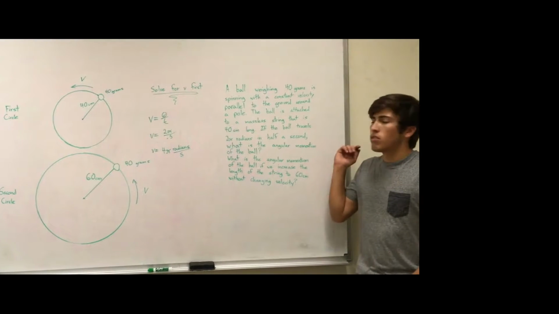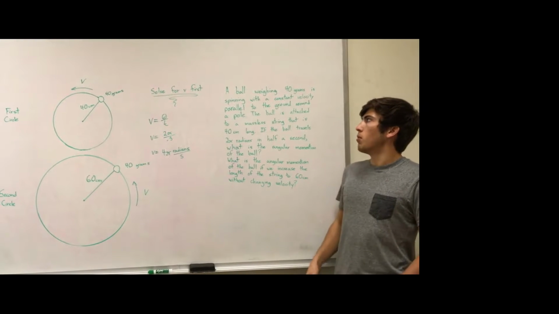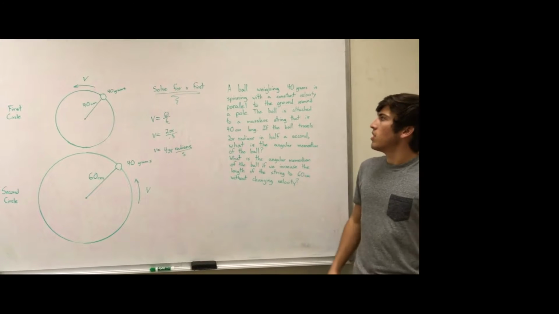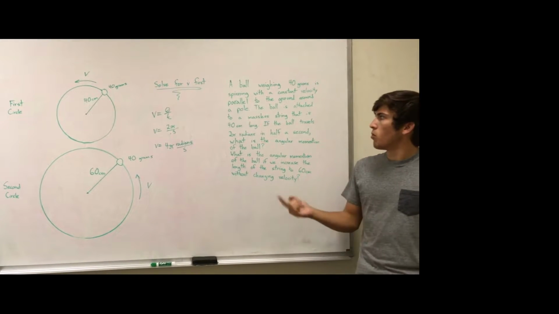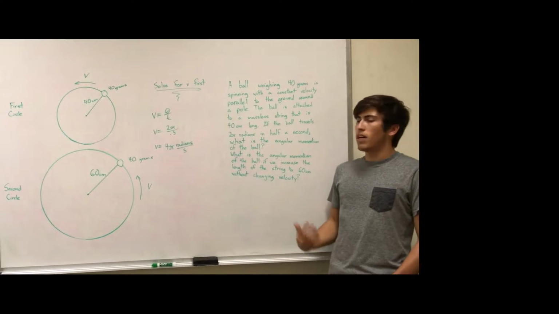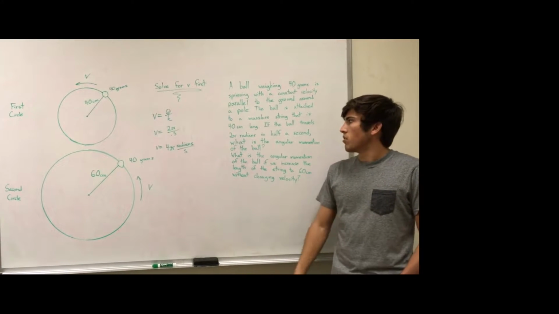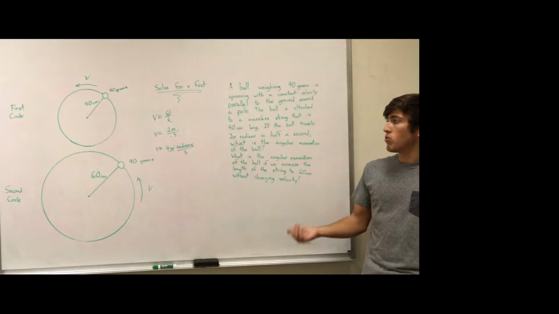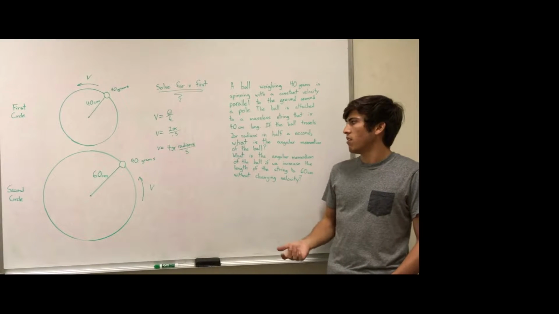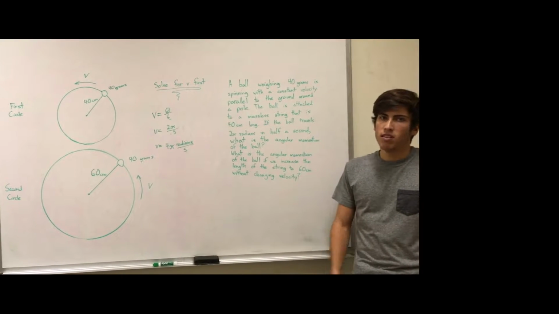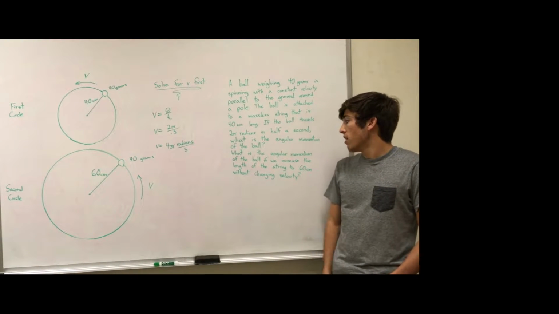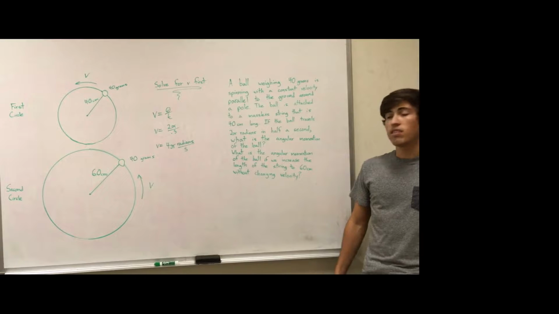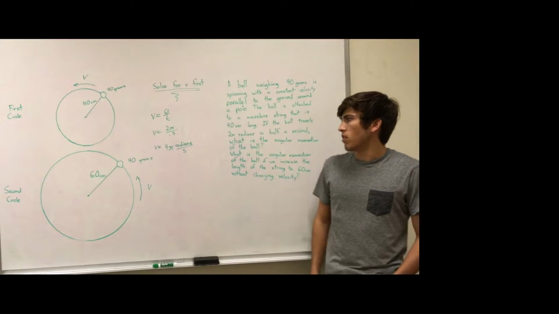Alright, so to start off, we have this problem. A ball weighing 40 grams is spinning with a constant velocity parallel to the ground around a pole. The ball is attached to a massless string that is 40 centimeters long. If the ball travels 2 pi radians in half a second, what is the angular momentum of the ball? And then, for the second question, what is the angular momentum of the ball if we increase the length of the string to 60 centimeters without changing velocity?